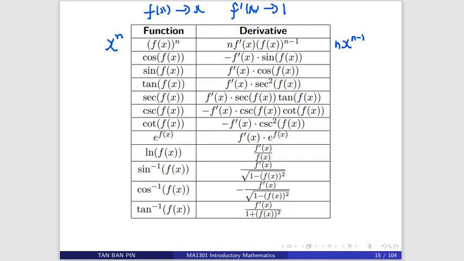Then it means if you have cosine x, instead of cosine f(x), and you differentiate, it should give you negative sine x. So just replace f(x) by x, and f prime x by 1. The last one, differentiating arctangent x, or tangent inverse x, gives you 1 over 1 plus x squared. Later I'll talk more about all these formulas as we need them.